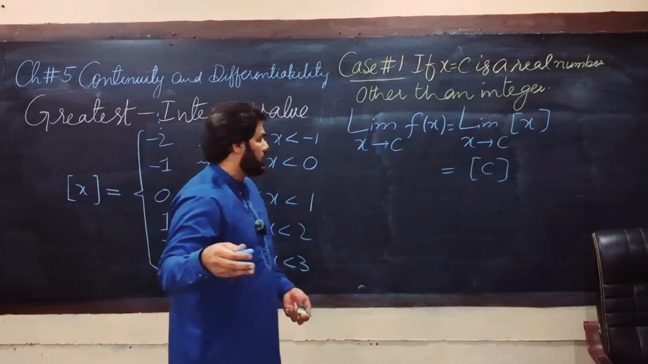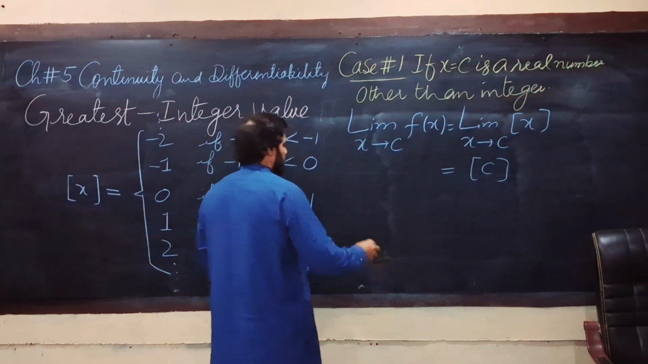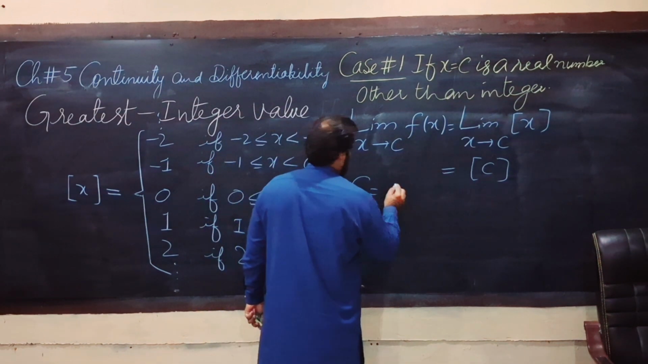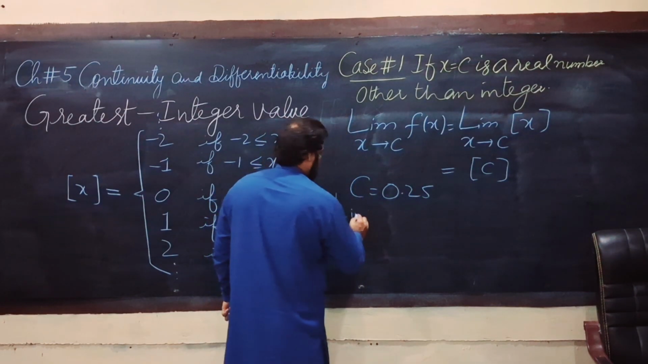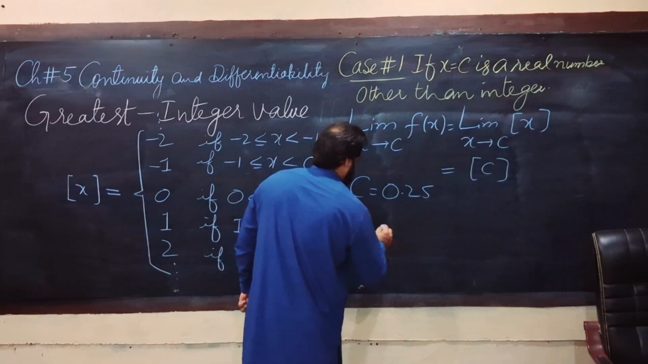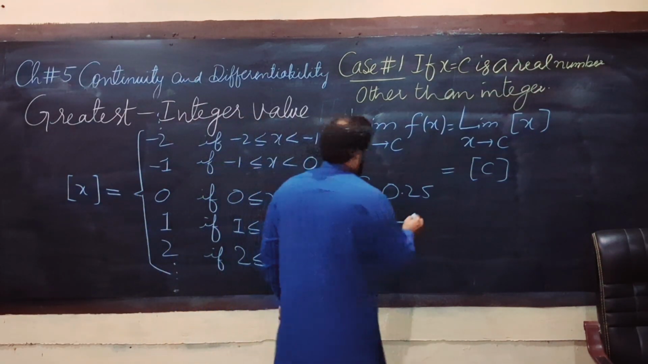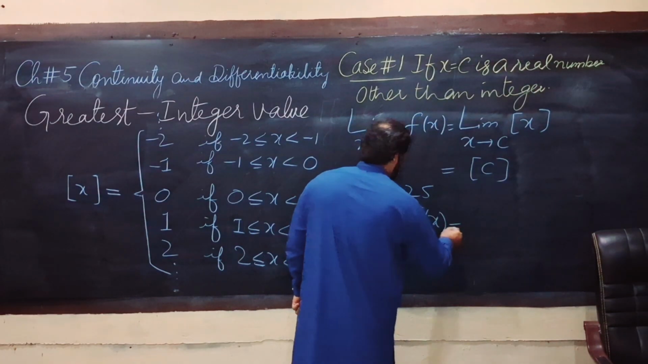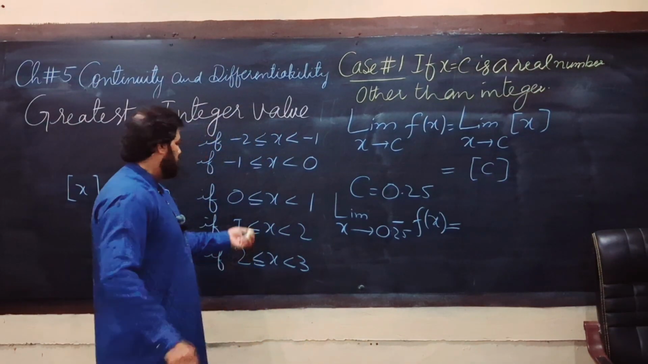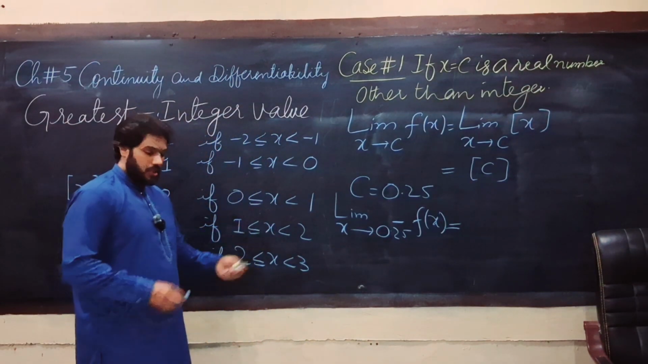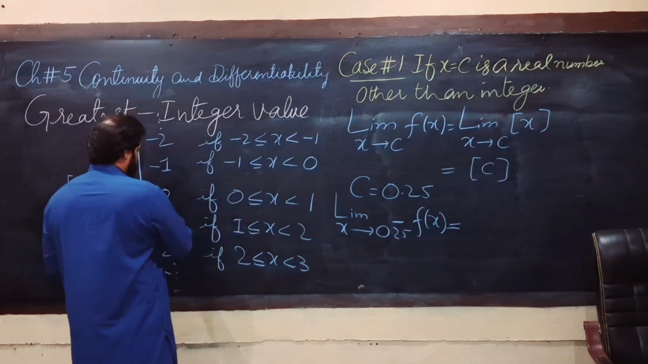For example, just for elaboration for your convenience, say my c is 0.25. If you move to the left of 0.25, that is, you find the left hand limit at x equal to c equal to 0.25, 0.25 lies in this interval. If you move to the left of 0.25, your value is 0.